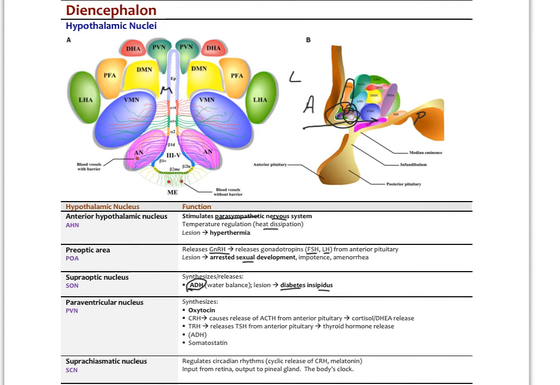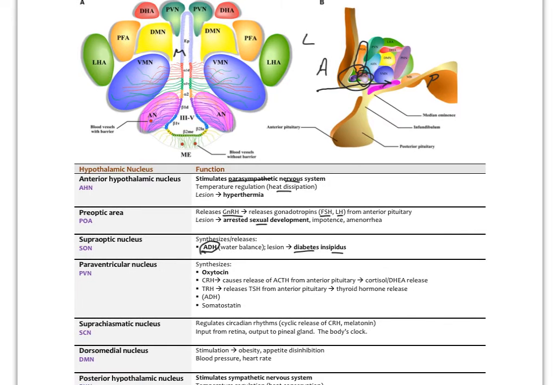The PVN, paraventricular nucleus, that's shown here. It's more on the upper side of the hypothalamus, way up here at the top. And the PVN synthesizes oxytocin. It also synthesizes the releasing hormone for ACTH, which is what regulates your cortisol. TRH regulates your TSH and thyroid. And then again, ADH and somatostatin, which is more of an inhibiting neurotransmitter. So oxytocin is the big one here.